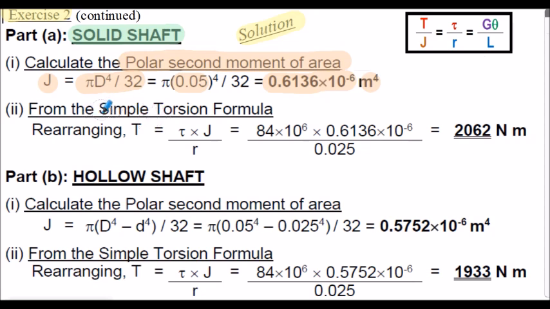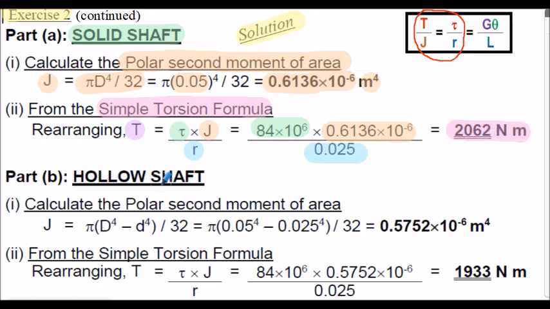So now from our simple torsion formula, we're going to calculate the applied torque T. So essentially we're considering these two parts of our simple torsion formula, rearranging for T, in other words multiplying both sides by J. The torque allowed is the shear stress given in the question, multiplied by the J value above, divided by the maximum radius. Inserting the values, the maximum torque that the solid circular section can withstand is 2062 Newton meters.